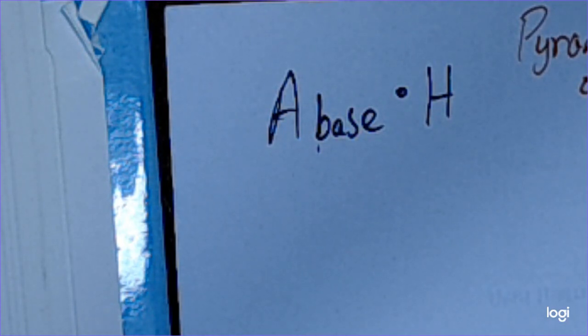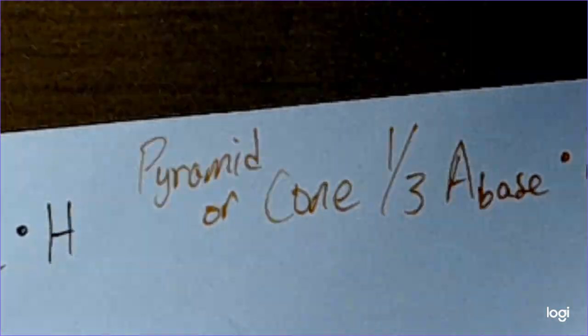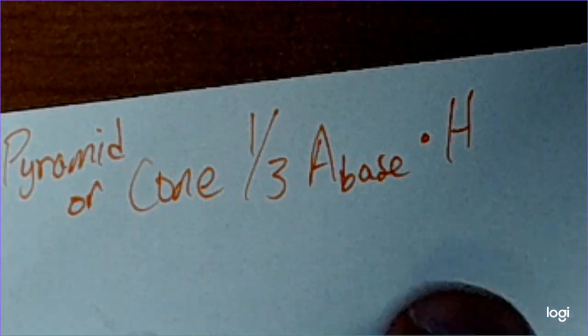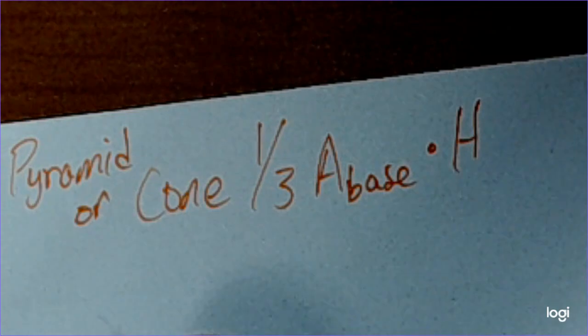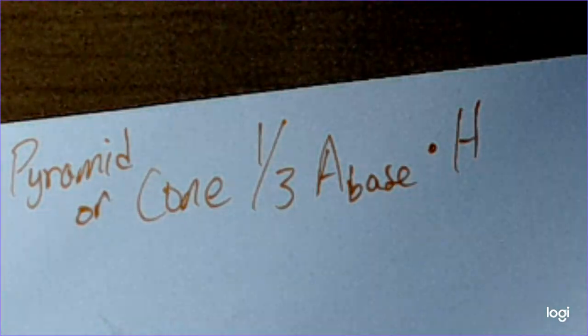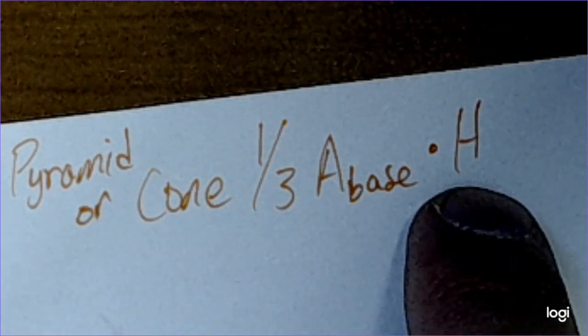Now, when it comes to pyramids and cones, the only thing we have to remember is that pyramids and cones are exactly 1/3 of that volume. So the formula is almost exactly the same, but if it's a pyramid or cone, we just take that volume and then we divide it by 3 in the end. So we can kind of see this in this drawing.